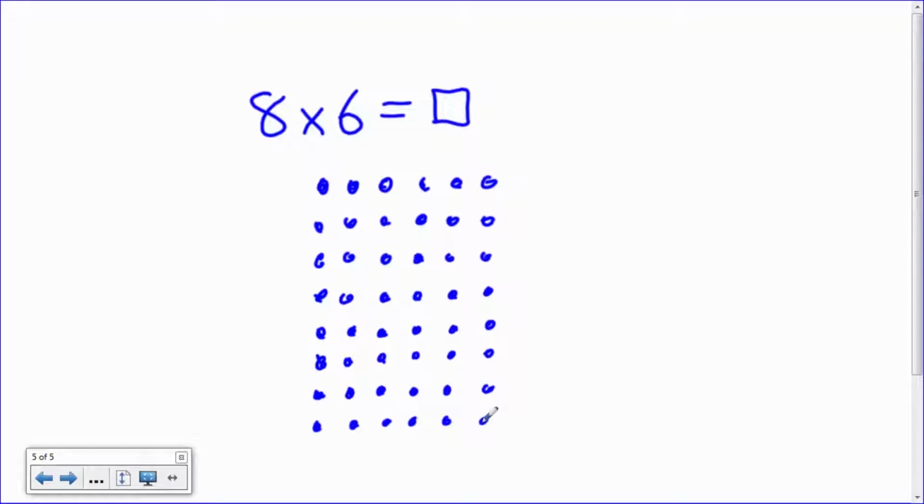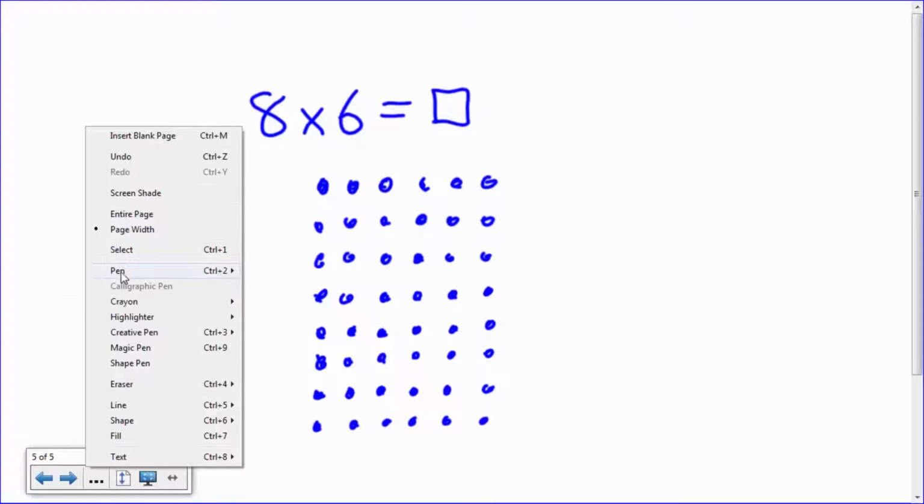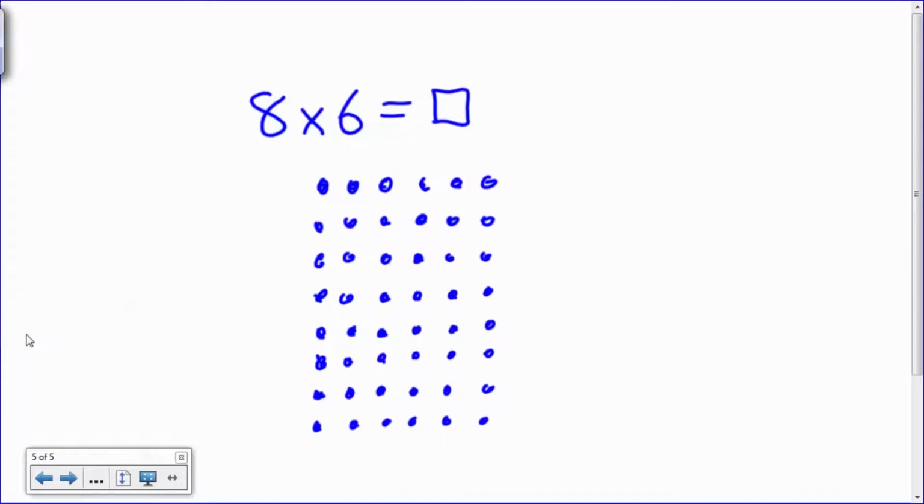Now I could count these sequentially. Kindergartners and first graders would do that, okay? But I want to figure out a slick way for doing that. Here's what I'm going to do. I'm going to pick me another pen color, and let's suppose I make it red or orange, whatever it turns out to be. And I'm going to take the 8, and you'll see why I'm going to split it up the way that I'm going to split it up in just a moment. I've got 8 groups, but what I'm going to do is split it up into a group of 5 and a group of 3.